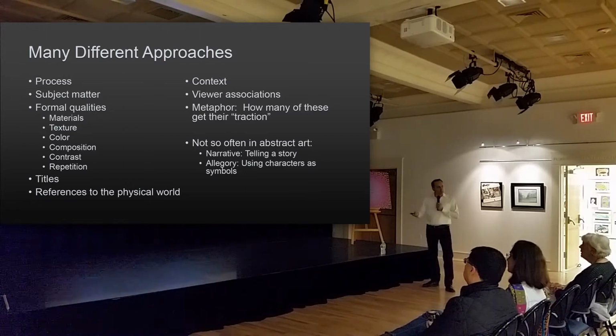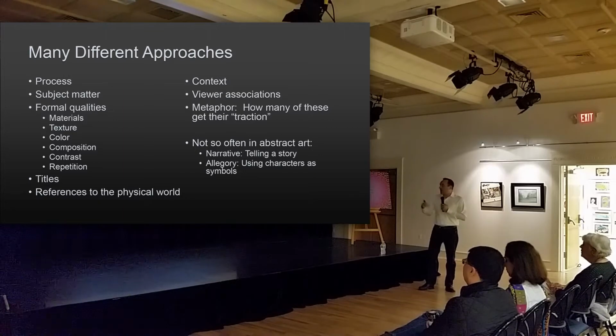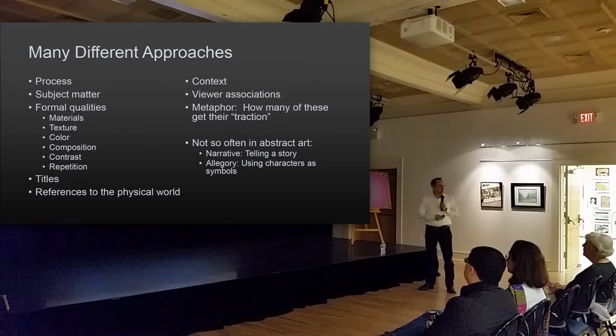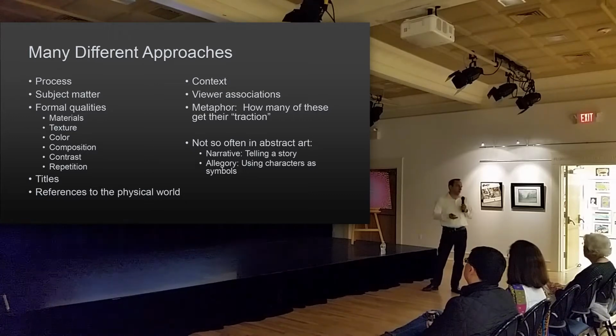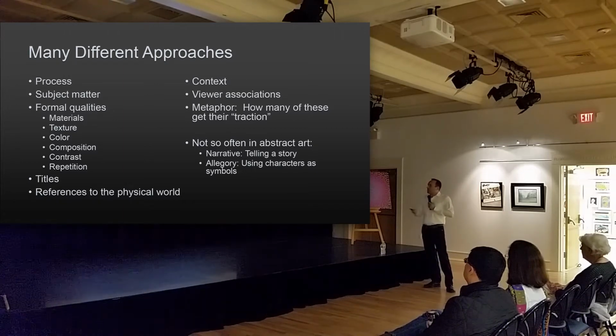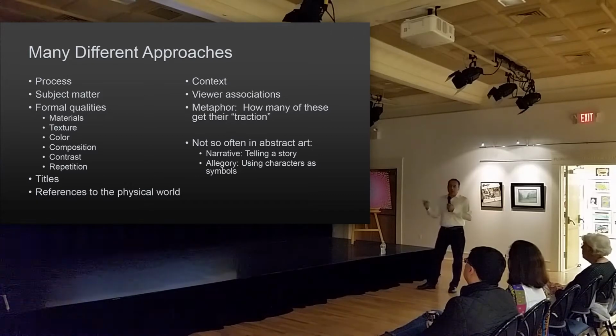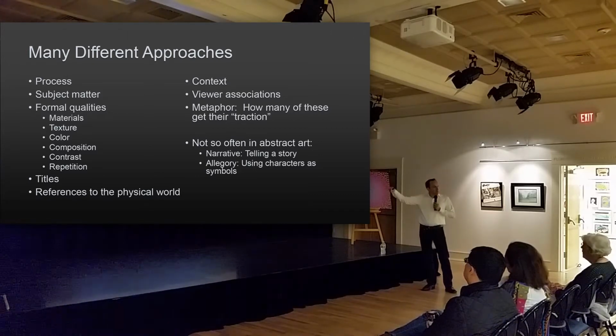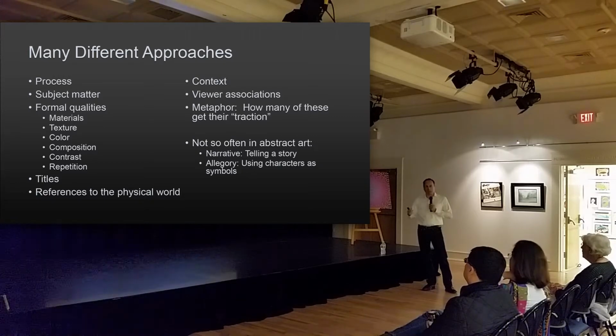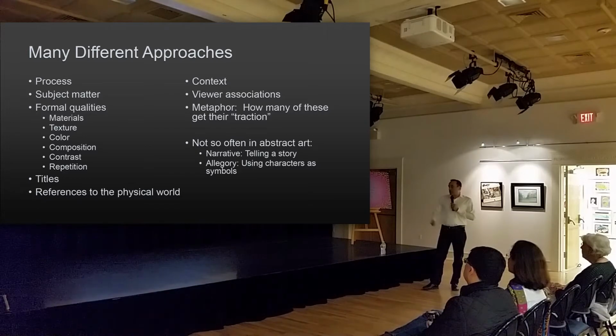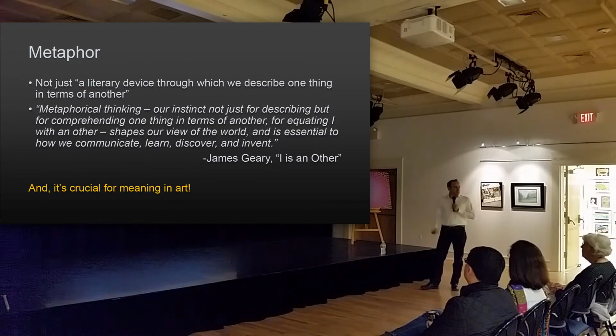You can still have references to the physical world. The context in which a painting is exhibited is another way of getting meaning. So a black painting painted now has a different meaning than it would have when Malevich did it more than 100 years ago. Viewers bring their own associations to a painting, and then metaphor. And that's actually how a lot of these other techniques that I've talked about get their traction in terms of getting meaning into a painting. Now, when we're working with abstract art, not so often do we use things like narrative or allegory, just because it doesn't usually fit into the work of art.